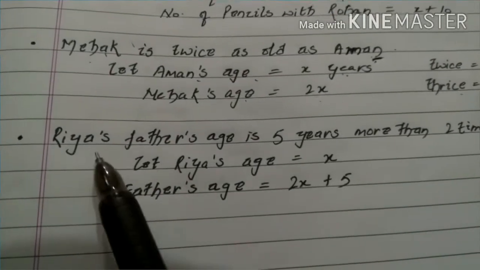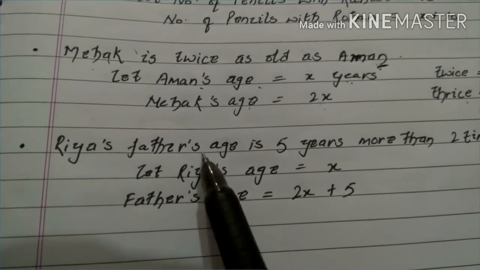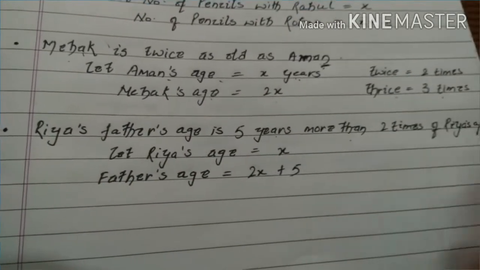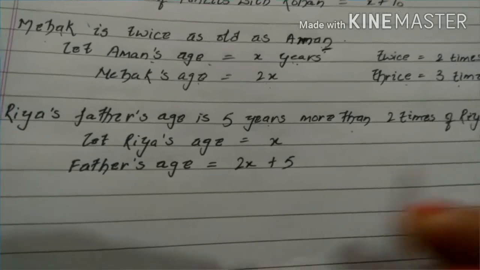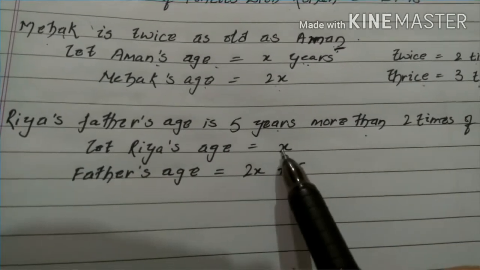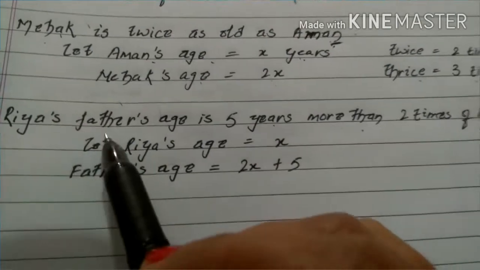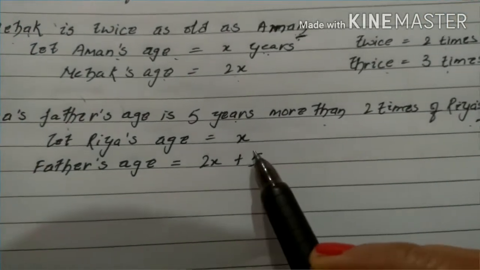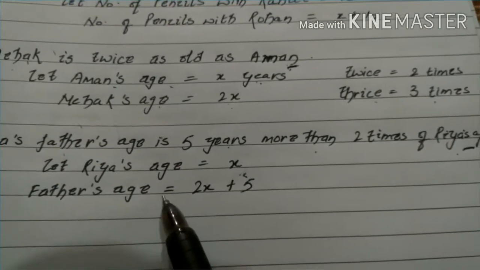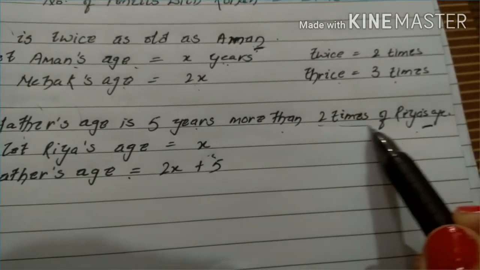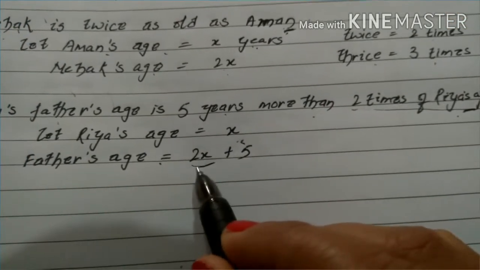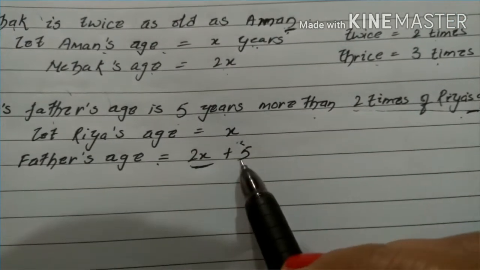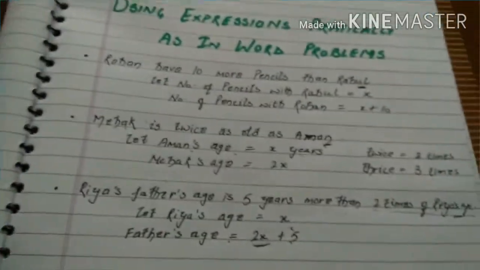Here is another problem: Ria's father's age is 5 years more than twice Ria's age. So let Ria's age be X. Again, Ria's father's age is being compared with Ria's age, so we take Ria's age as X years. Father's age will be 2 times Ria's age, that is 2X, and 5 years more will give us plus 5. So there were some examples. We are going to take a few more examples.